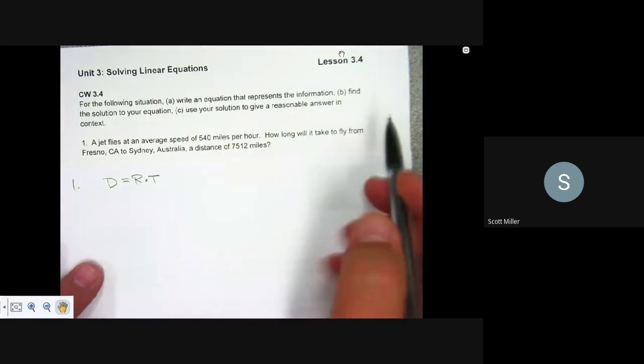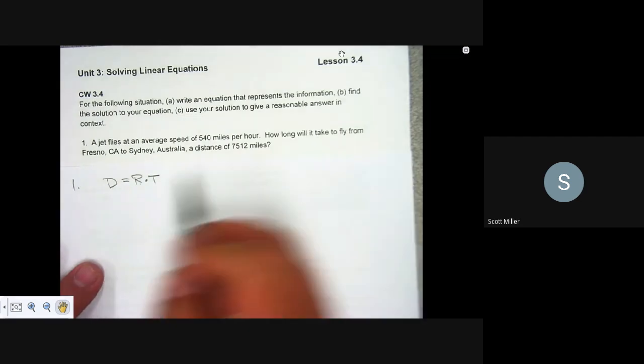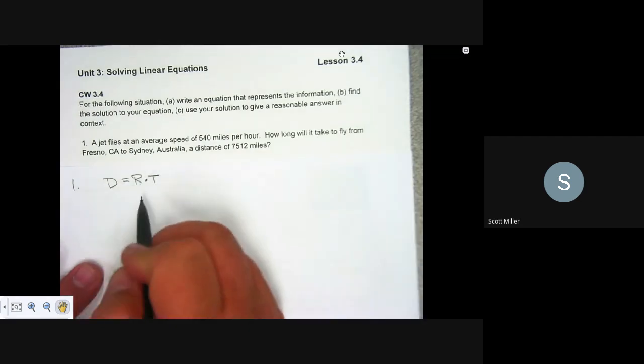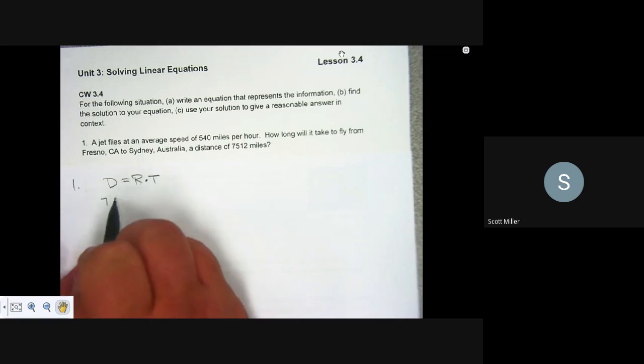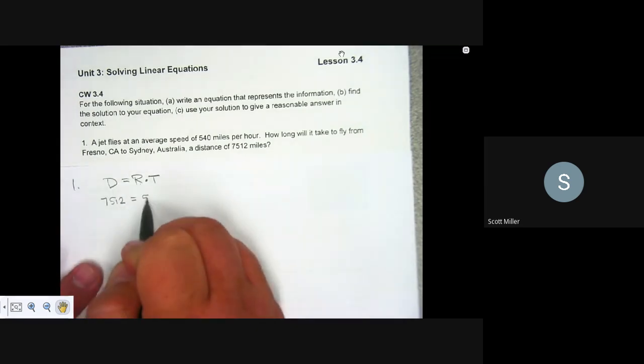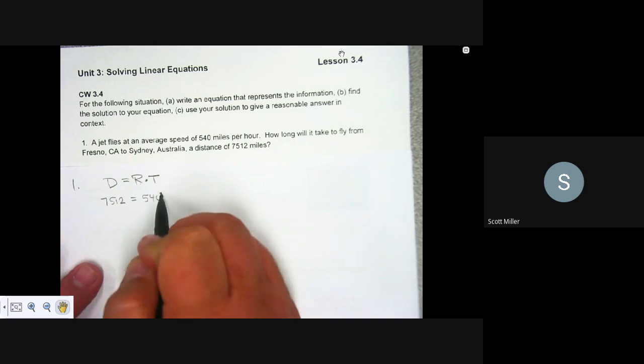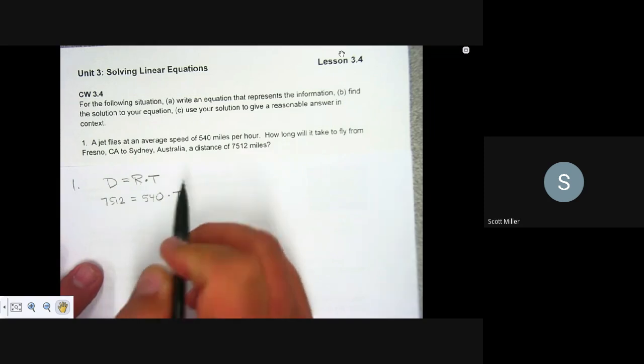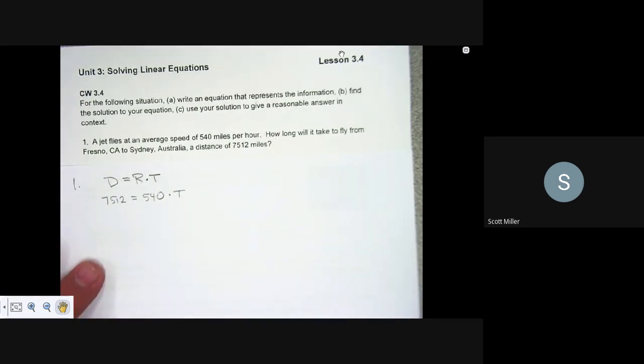So I want to find how long it takes. That is a time reference. So we plug in the information we know. 7,512 miles is the distance. I'm going 540 miles per hour and times the time, and there is my equation. So I've used a formula word to help me write my equation. So, very useful technique.